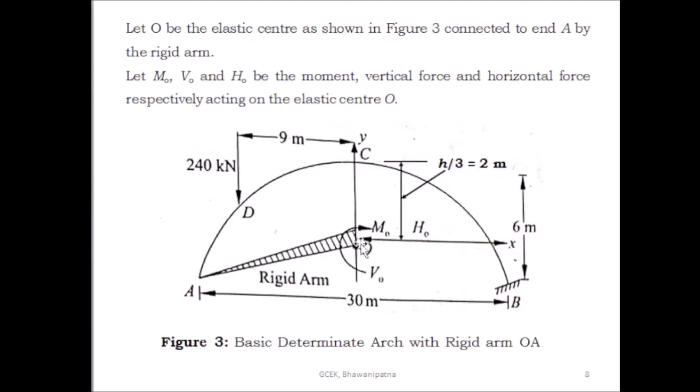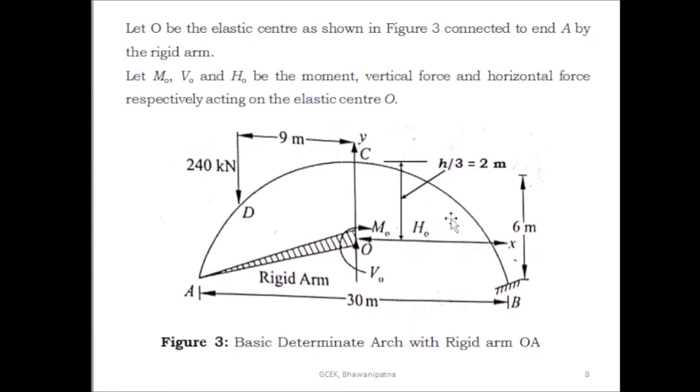Here you see, this is the origin, this is the x axis and this is the y axis, and the load of 240 kilonewton is present here at the crown. Let us take an x distance from the origin. So what is the moment here? The moment here is equal to minus 240 into 9 plus x.